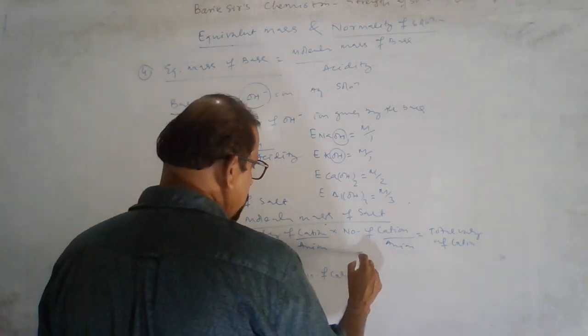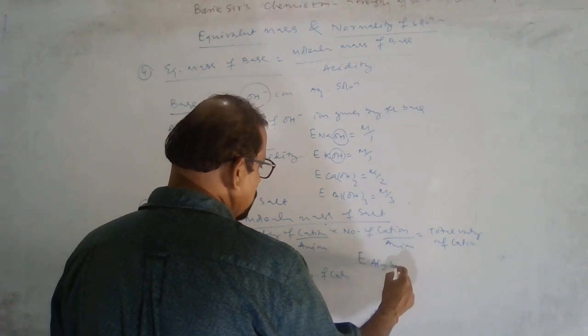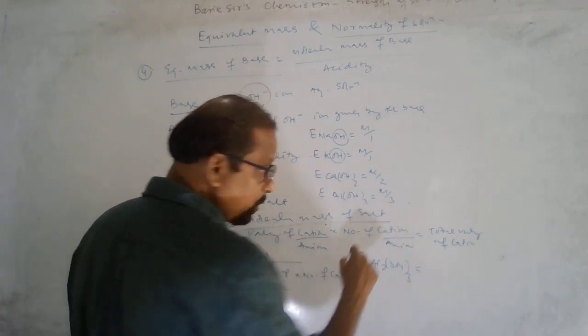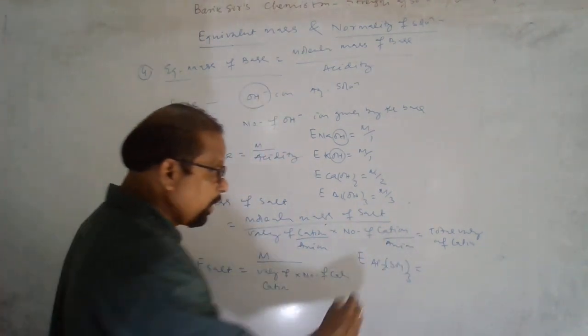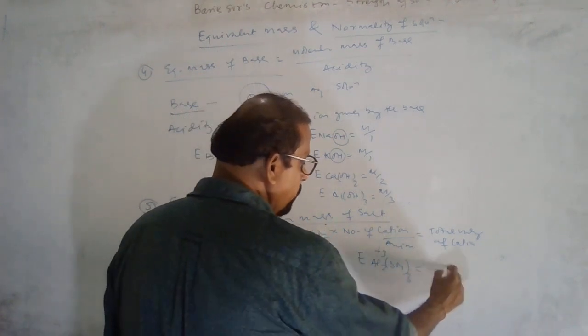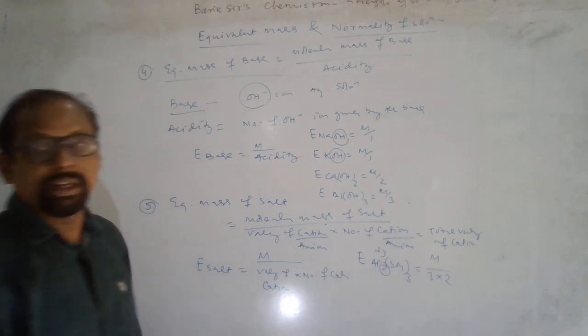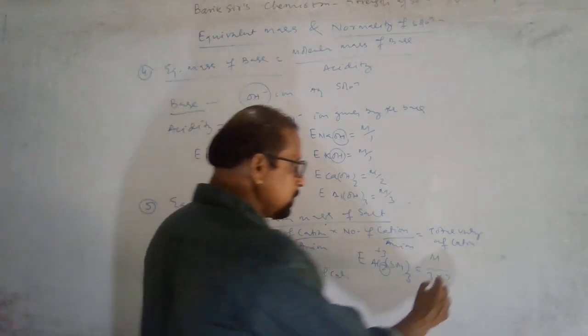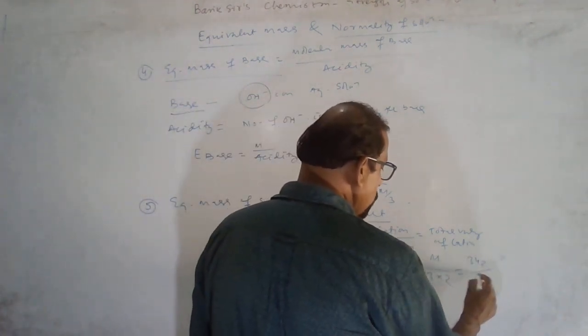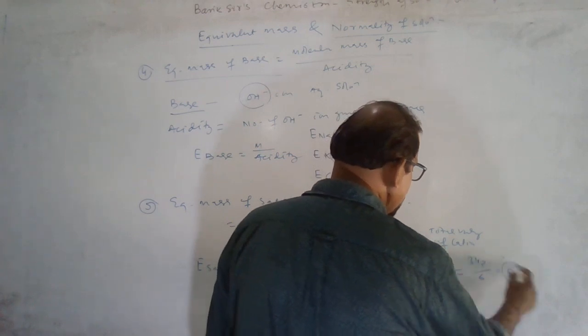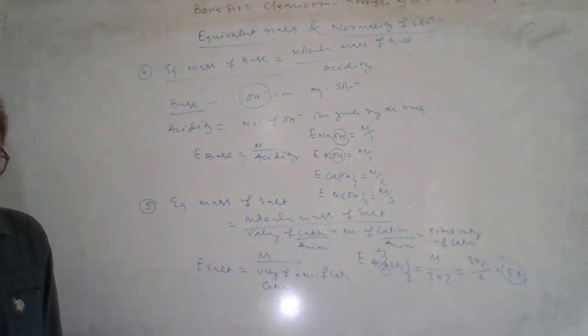That way we can calculate the equivalent mass of aluminum sulfate. You will see the valency is 3. It is the molecular mass by 3 into 2, because the number is 2 and the valence is 3. So the molecular mass is 342 by 6. This way it is calculated.